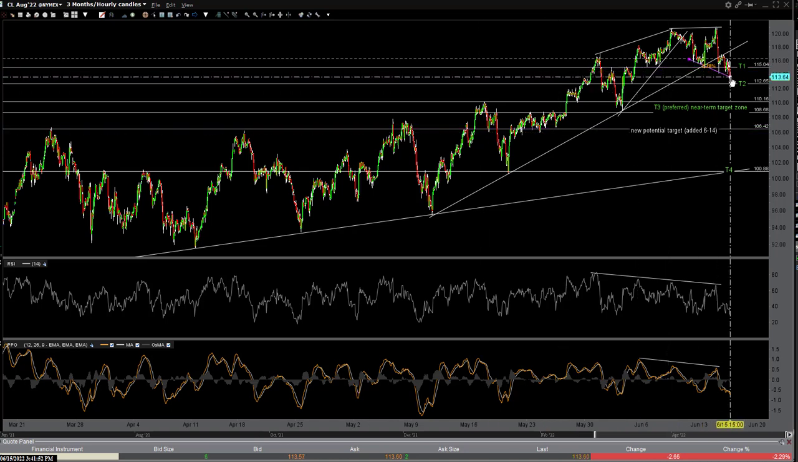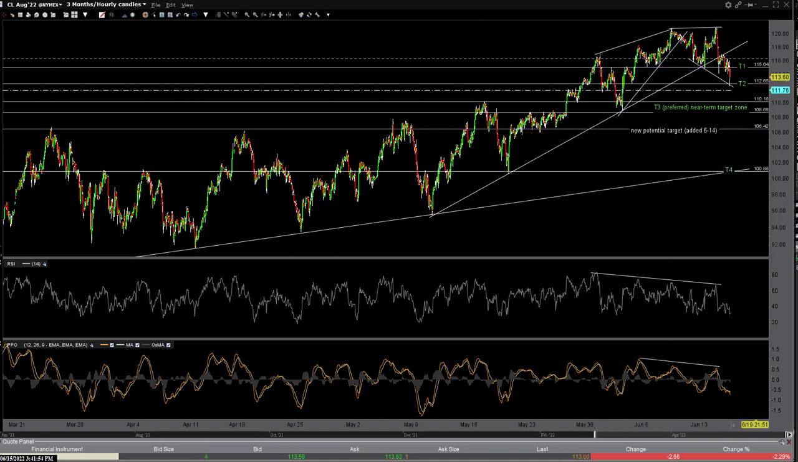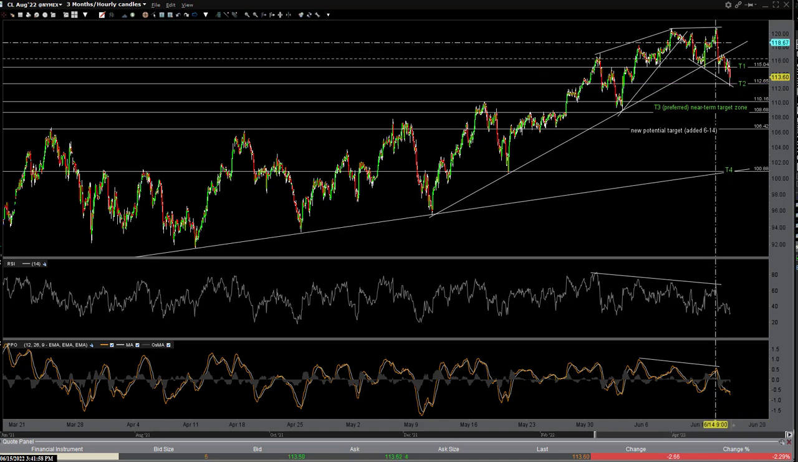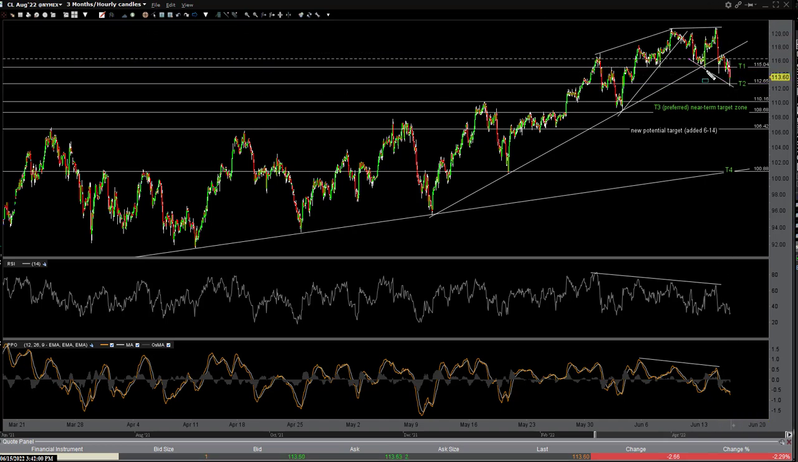So there it is. Boom. Perfect tag at T2. Keep it simple. No range. Hard number. 112.65. Hit it today. And this is a zone right there. 106.68 up to about 110.16 is my next target zone. And as I told you, break of that, what was it?